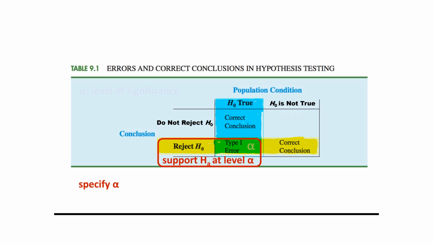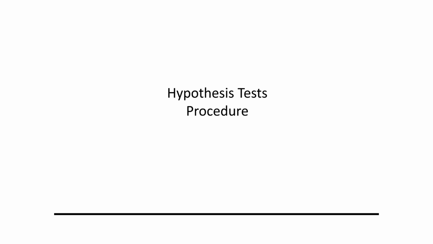We'll be able to support our research or alternative hypothesis at the alpha level of significance, usually 5% or 1%. So we'll be able to support our research or alternative hypothesis with only a 5% or 1% probability of being wrong to do so, or making an error doing so. Now let's proceed with our hypothesis test.